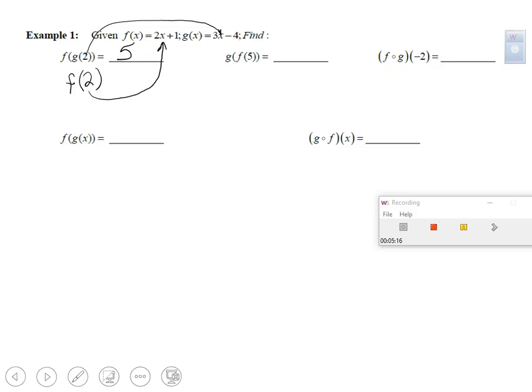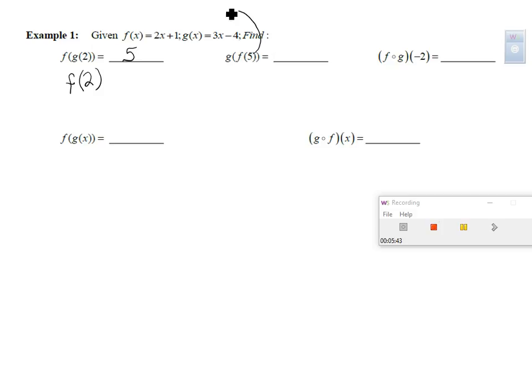One good thing with these guys, when you plug in a number, you get a number. So let's move on to your g of f of 5. Oops, let me write that answer back. G of f of 5. Before I hit it, think about what it says. It says take 5 and do what with it? Plug it into the function of f. So I'm going to take 5 and plug it right there.